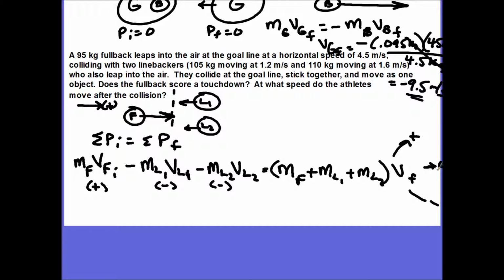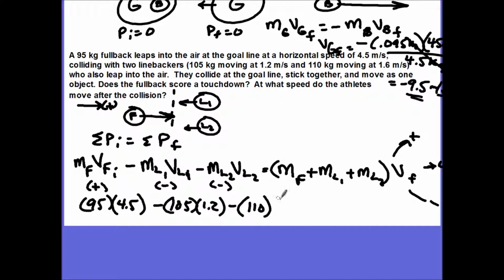But let's go ahead and just plug in some numbers here. We have 95. I'm going to drop units so it doesn't look so messy up here. Times 4.5. That would be the momentum of the fullback. Minus, this is 105 times 1.2. That's the momentum of the first linebacker. Minus 110 times 1.6. That's the momentum of the second linebacker.